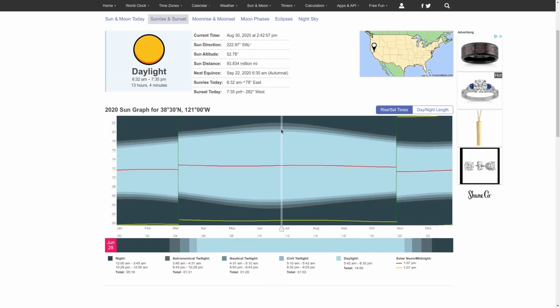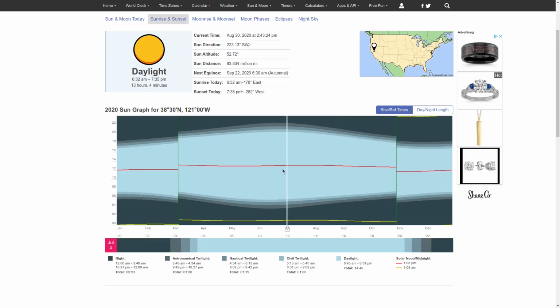You can see in the summertime, the lightest blue is daylight. The darkest blue is nighttime. And then in between, there are 3 types of twilight: civil twilight, nautical twilight, astronomical twilight. Civil twilight, the sun has just set. It's still light enough that legally you don't need to use headlights. Nautical twilight, it's getting darker. And finally, astronomical twilight, it's not completely dark, but you can see stars.